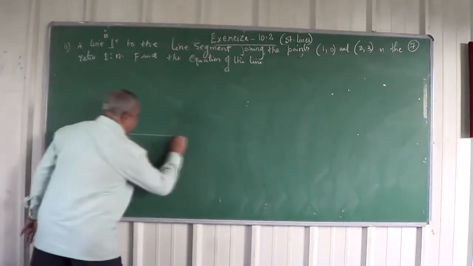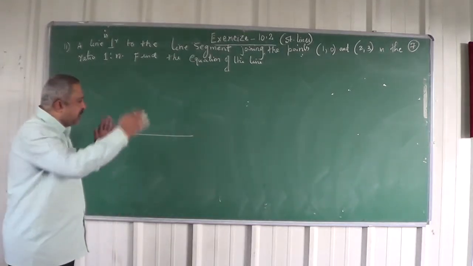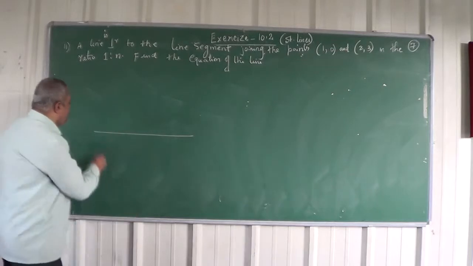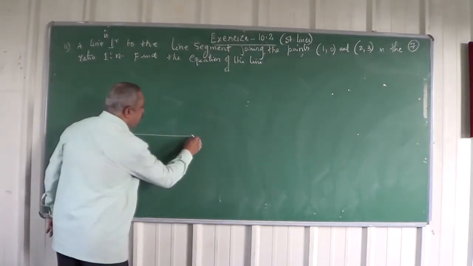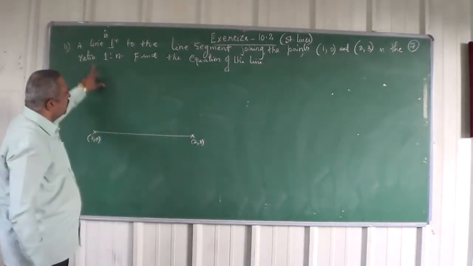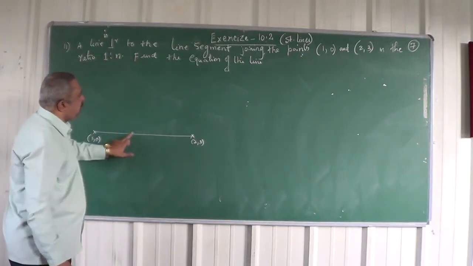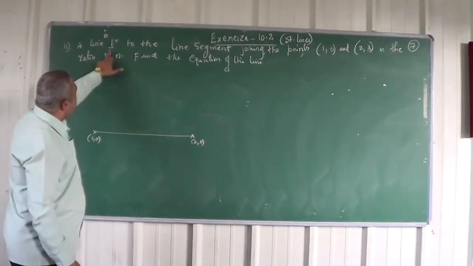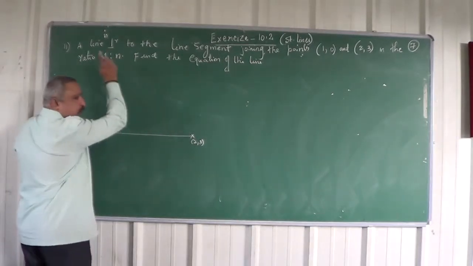There is a line segment. A line segment means a portion of a line. And this portion is obtained by joining which 2 points? 1, 0 and 2, 3. And there is another line perpendicular to this line segment. And this perpendicular line divides this line segment in a given ratio.